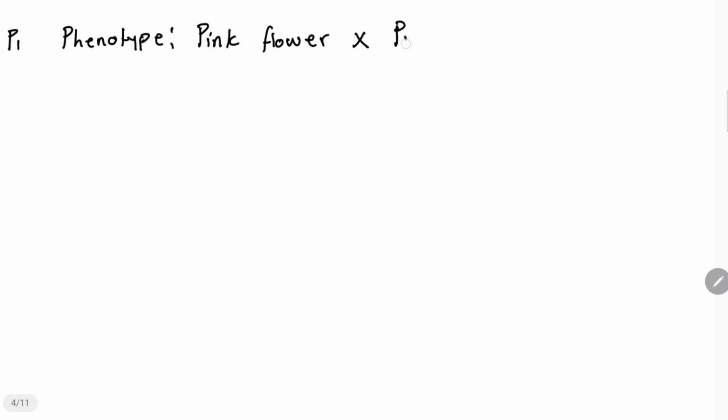Let's perform the cross. Now, we know that starting off in the far left, we've got P1. Those are parents of the first generation. In front of P1, we write phenotype. Now, what is a phenotype? Phenotype, that is the physical appearance of these organisms, and they did tell us the phenotype. It is that we crossed a pink flower, and another pink flower. So we crossed two pink flowers, right?